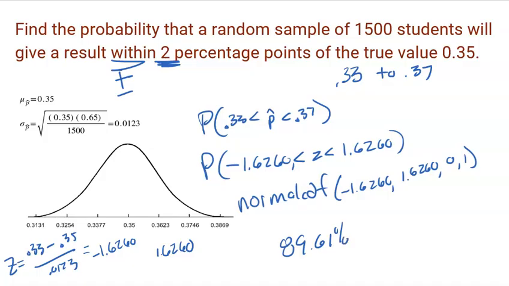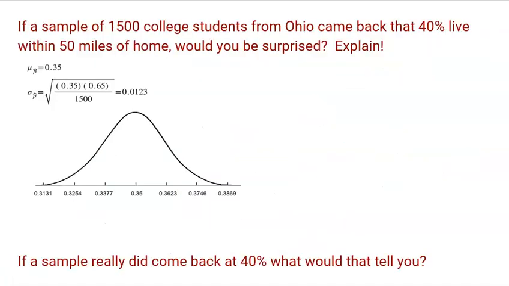89.61% of samples, not kids, remember this is showing samples, will be in between here and here, about negative 1.62 to positive 1.62. Last question. If a sample of 1,500 college students from Ohio came back that 40% live within 50 miles of home, would you be surprised?